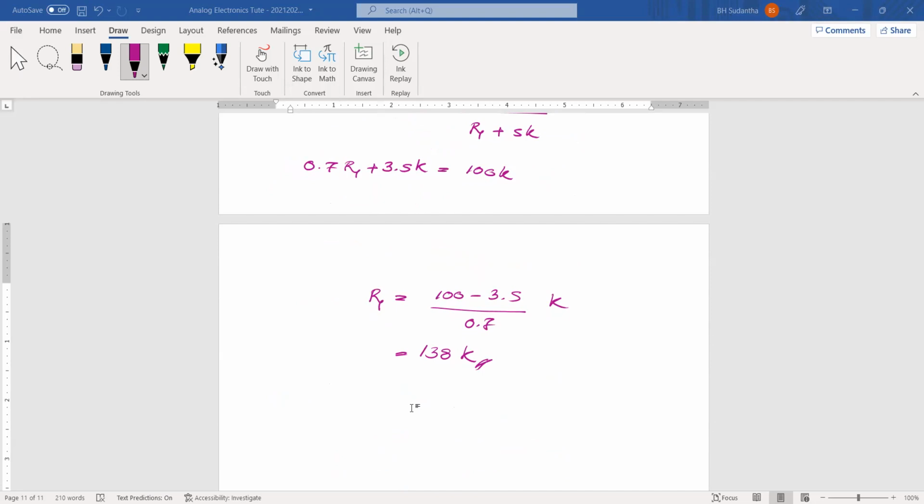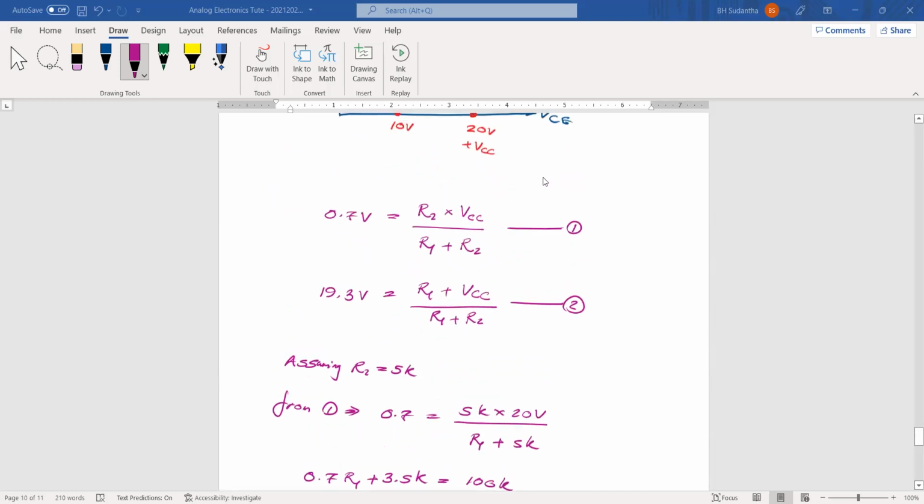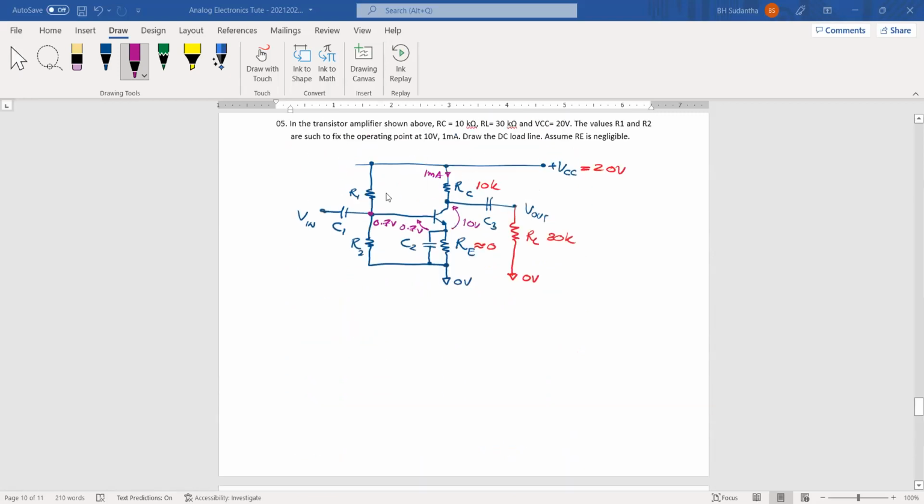It all goes into equations, and we cannot find the exact values for R1 and R2. But again, we will have this ratio, and if we want, we can do it that way also. But anyway, it is a ratio we have to maintain because this is a voltage divider circuit.